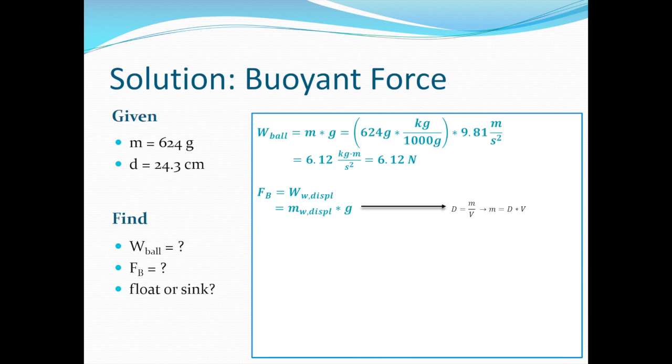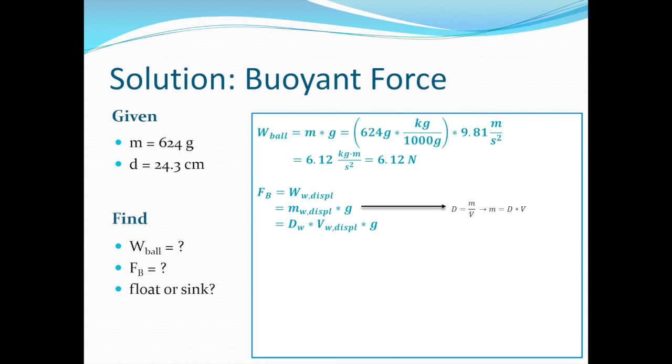Remember that we can substitute density times volume for mass. So we can write buoyant force as density of water times volume of water displaced times acceleration due to gravity. Now, we know the density of water and acceleration due to gravity, but how can we find the volume of water displaced?